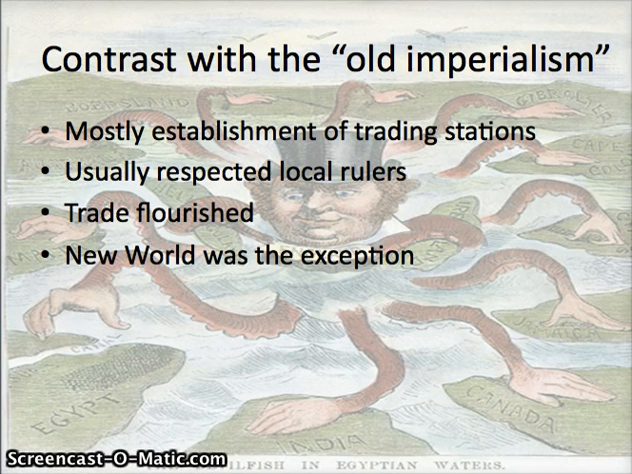The Netherlands also establishes trading posts, mostly in Indonesia and Ceylon, which is Sri Lanka. Europeans also often establish trading areas in Asia: India, China, Japan, Indonesia. However, unlike the new imperialism, during the period of old imperialism, Europeans tended to respect the local rulers. So they weren't doing anything to try to usurp whatever political authority existed in those countries. All right, so old imperialism is much less invasive.